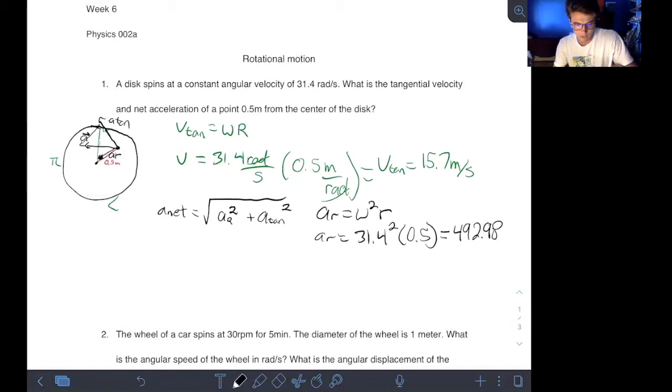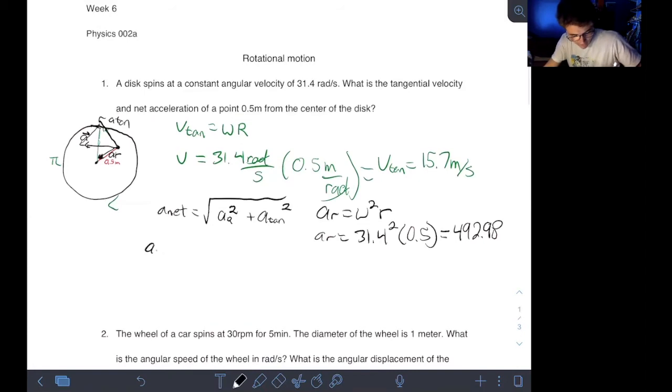And then what is the tangential acceleration? Well, let's look. It says a constant angular velocity. So back to week 1 when we talked about what constant velocity meant. If it's constant, then the tangential acceleration is going to be 0. Okay, so the tangential acceleration is 0, and then we plug it in.